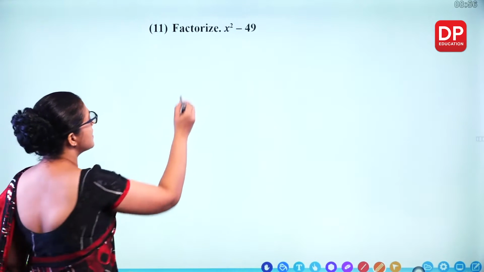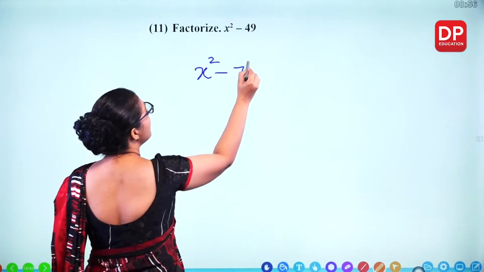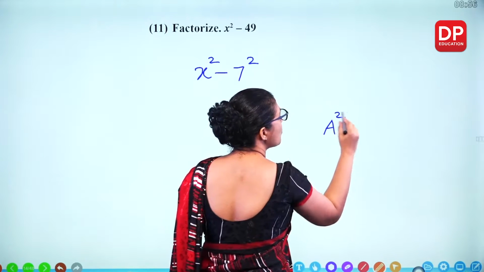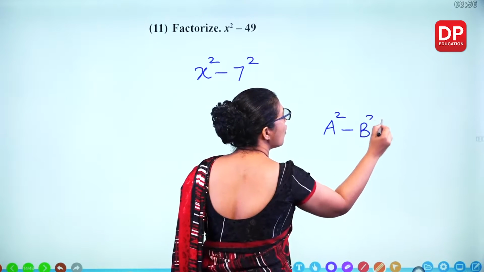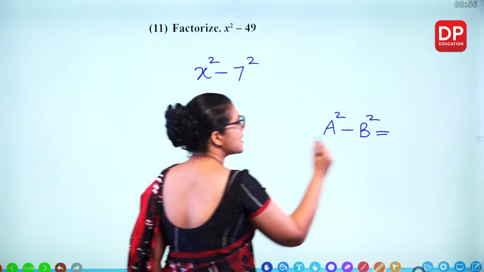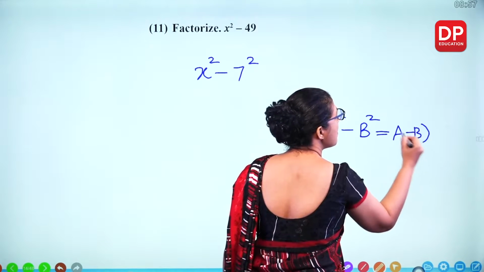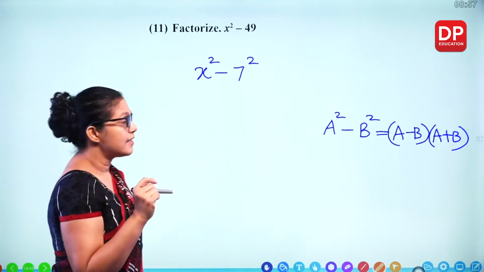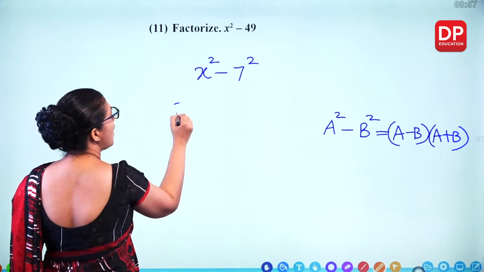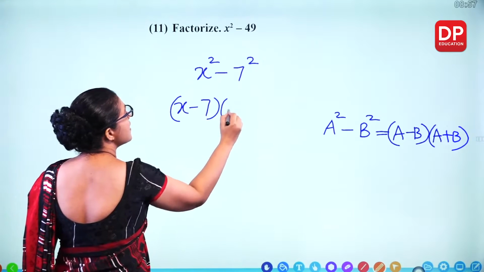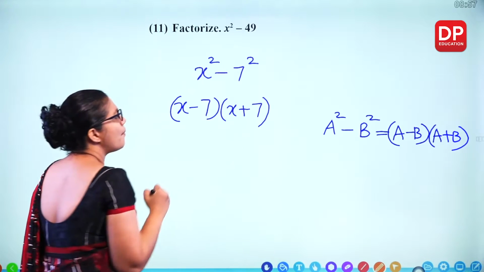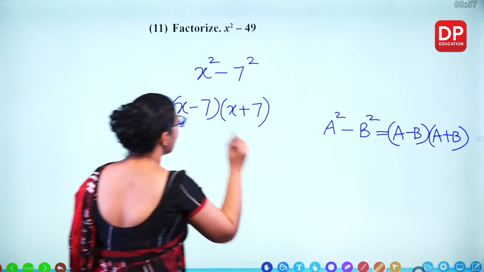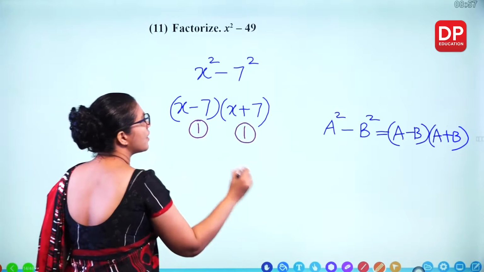Factorize, making brackets. 49 you can write 7 squared. So you know when you get two terms with square term with the minus sign, we call it difference between two square terms. One factor is positive and one factor is negative. Using that, you can straight away write down what are the two factors. One is negative and one is positive. So 1 mark and 1 mark here.